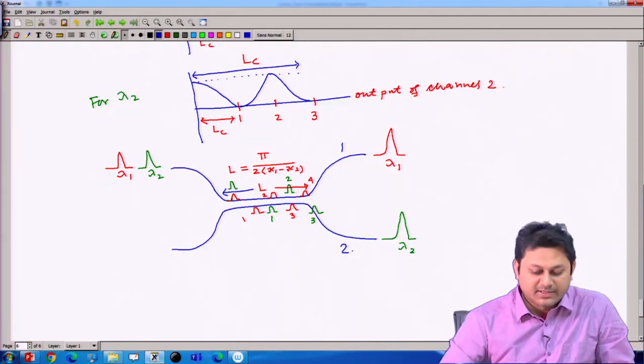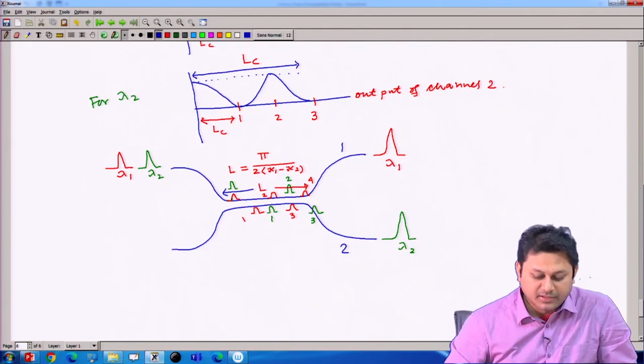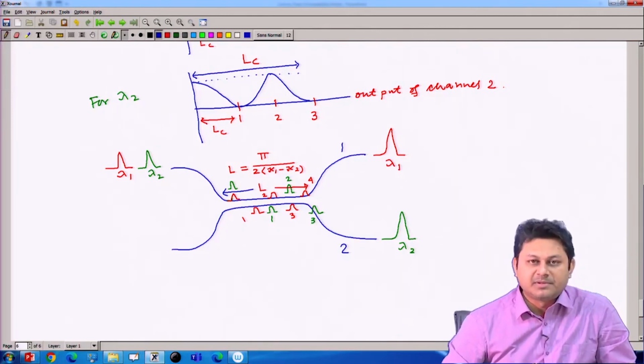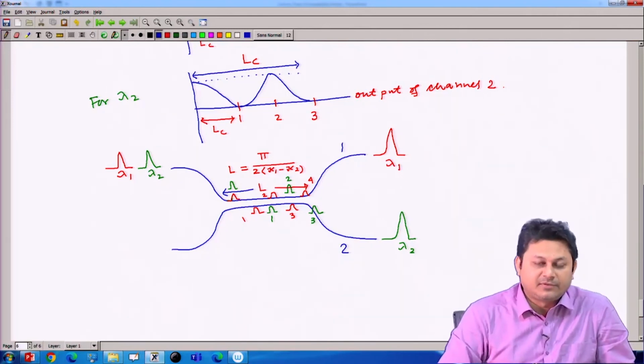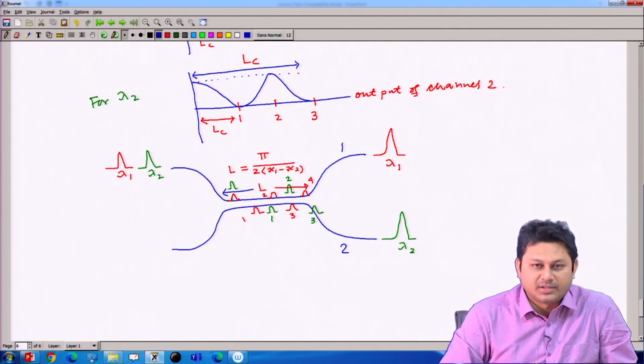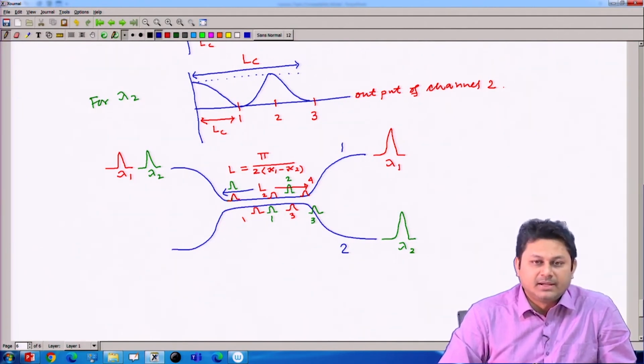So, I hope you understand the working principle of the WDM. So, this is basically the working principle. I tried to derive everything from the first principle, so that you can understand what is going on, the physics behind that. So, I will conclude this discussion here.